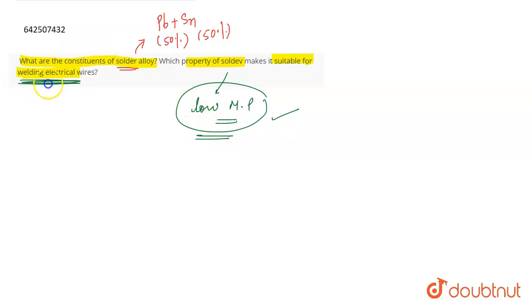Okay, so which is the property of solder which makes it suitable for welding or soldering electrical wires? It is the low melting point of the solder alloy. Because it has a low melting point, it can be used for the welding or soldering of electrical wires, right? Why? Because of the low melting point, it can be used to weld electrical wires and it is suitable for that. So that's all for the question.